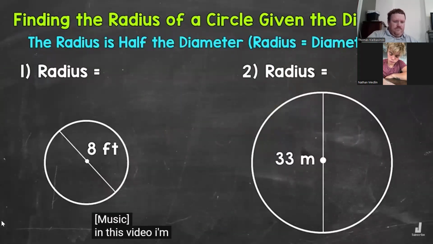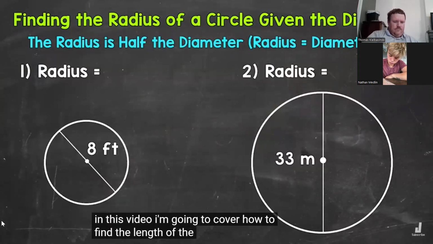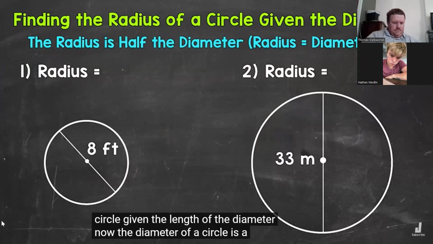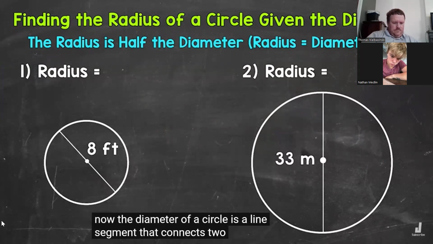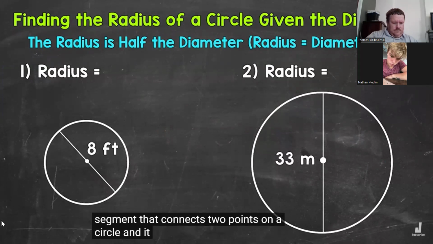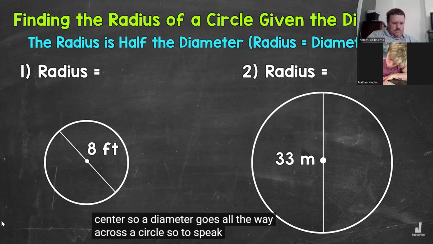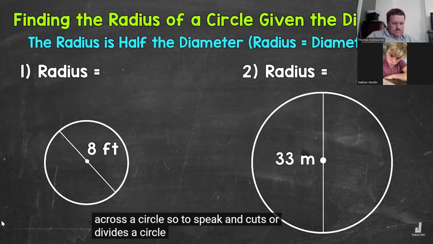In this video, I'm going to cover how to find the length of the radius of a circle given the length of the diameter. Now, the diameter of a circle is a line segment that connects 2 points on a circle, and it has to go through the center. So a diameter goes all the way across a circle, so to speak, and cuts or divides a circle in half, so 2 equal pieces.